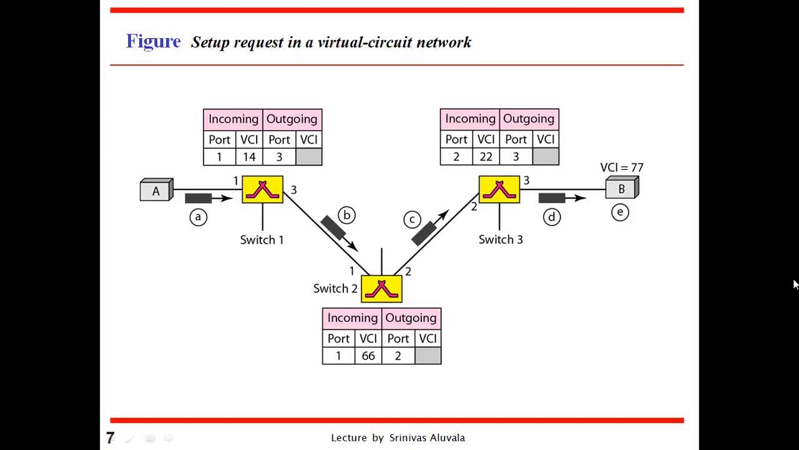Destination B receives the setup frame, and if it is ready to receive frames from A, it assigns a VCI to the incoming frames that come from A, in this case 77. This VCI lets the destination know that the frames come from A and not other sources.